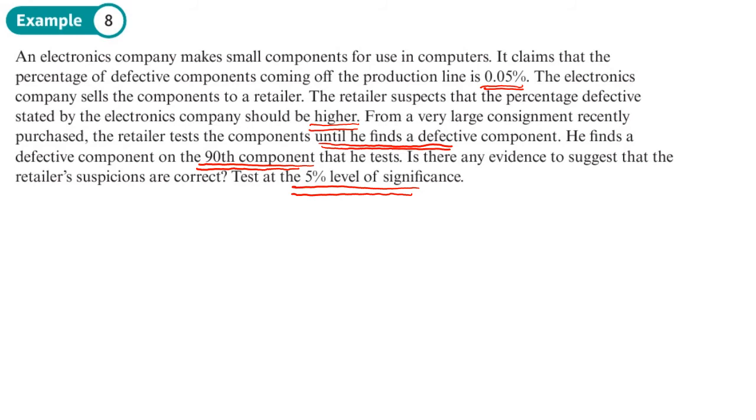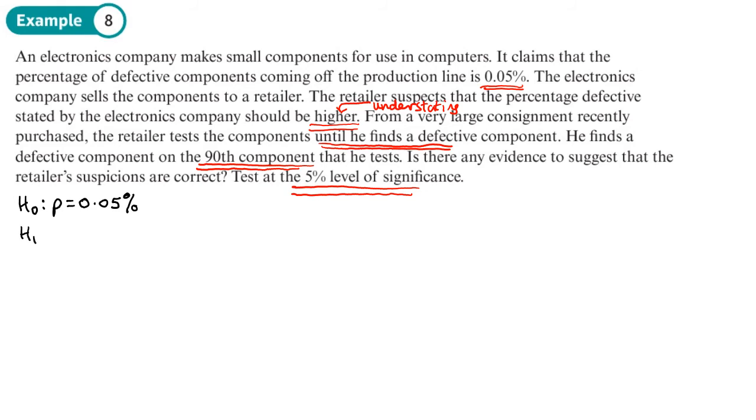So if we go back to this bit here, they suspect it should be higher. So the retailer suspects that the electronics company is understating their claim, that they're actually saying it's lower than what it really is. That will help us when we decide on H1. So H0, now we need to be careful that 0.05 is a percentage, not the decimal. So I'm actually going to write it as 0.05 and I'll put the percentage here.